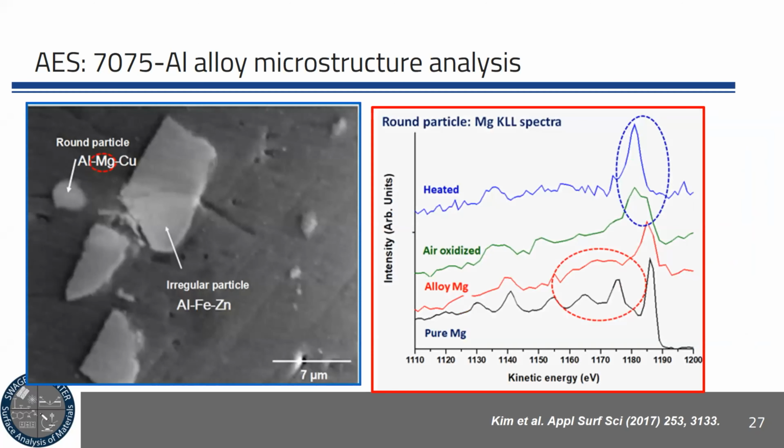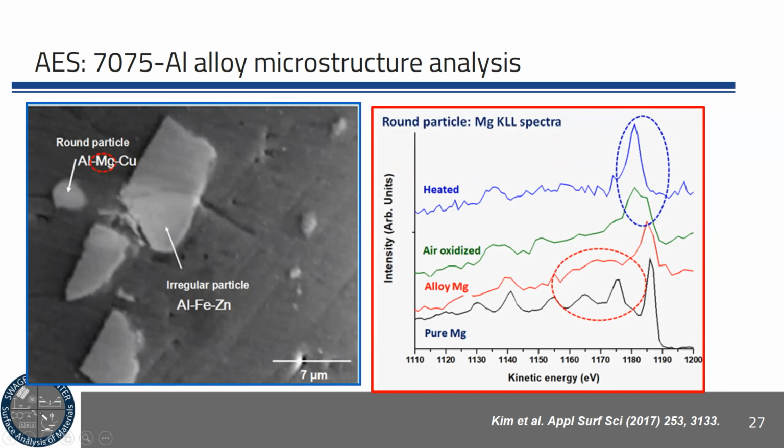So one example of where we use the Auger spectroscopy is when we're looking at the microstructures for 7075 aluminum alloy. Our Auger instrument does have a scanning electron beam, so we can obtain an SEM image. And from the SEM image, we have these round shape particles and irregular shape particles, which have different compositions that we'll analyze with Auger.